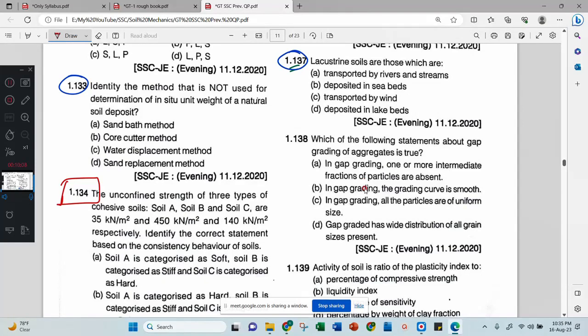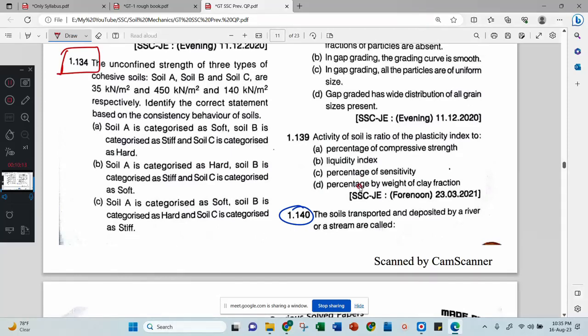Which of the following material is gap graded? This is already over. Activity of the soil. Yesterday I didn't give the definition for this one. Activity of the soil is the ratio of plasticity index to the percentage of clay. Activity is nothing but IP divided by percentage of clay. Then, the ratio of plasticity index to percentage of compression strength, no. Liquidity index, no. Percentage of sensitivity, no. Percentage by weight of clay fraction is the right answer.